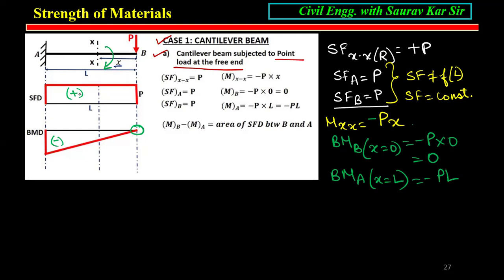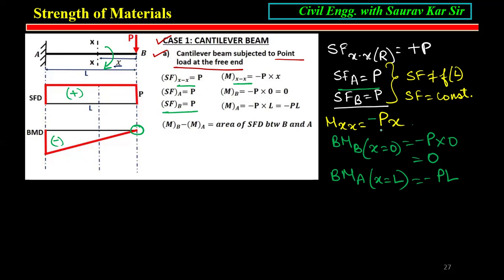Okay. So end A is towards left. On the right hand side, you have point P. XX is the arbitrary section I have taken. Now I am varying the X. If X is 0, that is point B, shear force is P. If X is equal to L, shear force is P only, because no X is there, it is not a function of length. So shear force is constant.